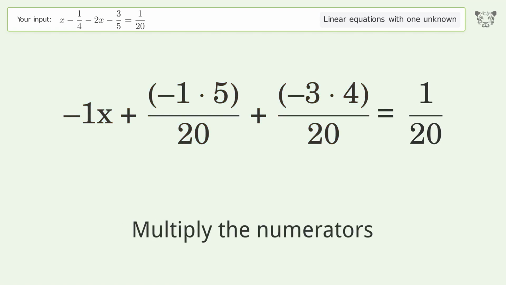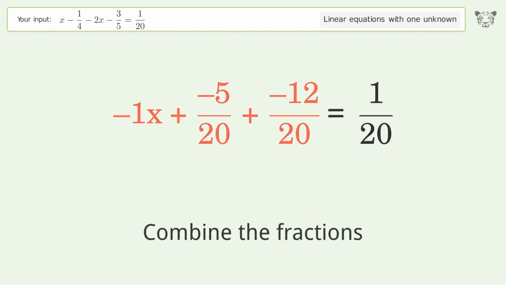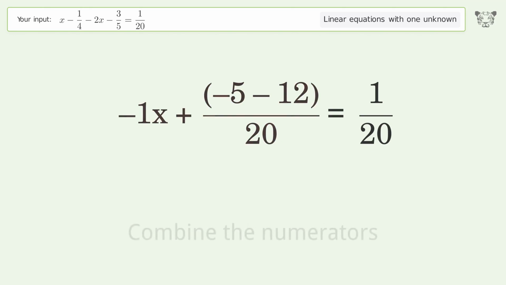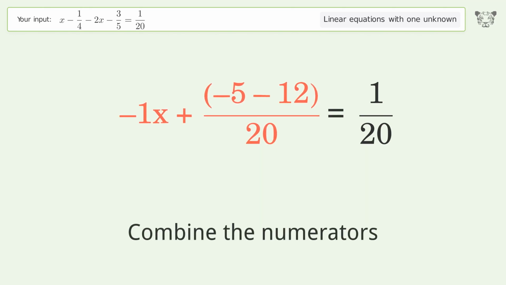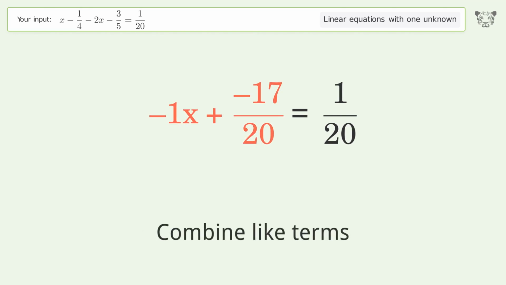Multiply the numerators. Combine the fractions. Combine the numerators. Combine like terms.